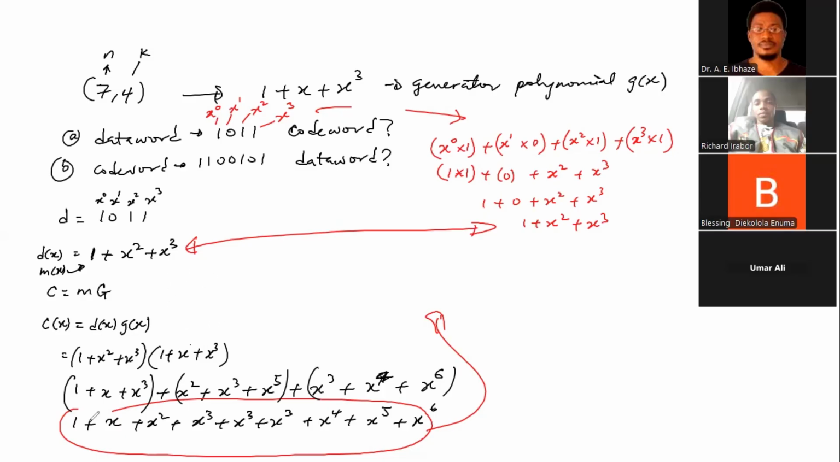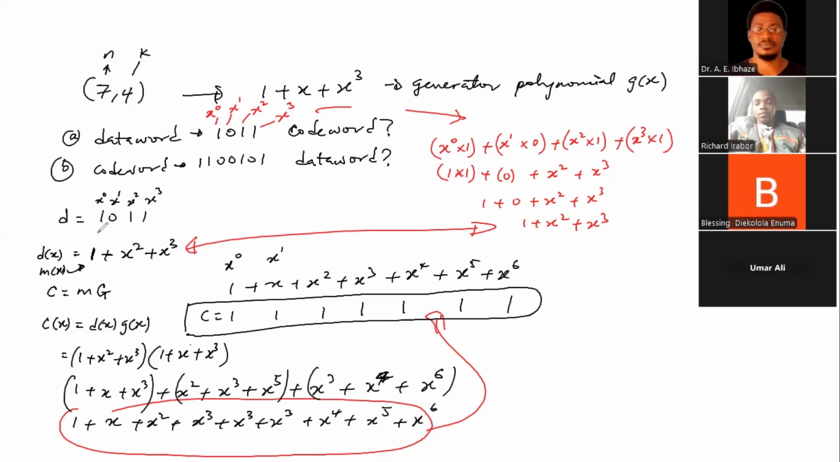Yes, sir, it is. Okay, so now it means that this is going to give us 1 plus X squared plus X cubed plus X to the power of 4 plus X to the power of 5 plus X to the power of 6. So we can now return this. So this is X to the power of 0, X to the power of 1. So they are all complete. So we can now convert back to binary position. So our code word will be 1, 1, 1, 1, 1, 1, 1. So this is our code word.